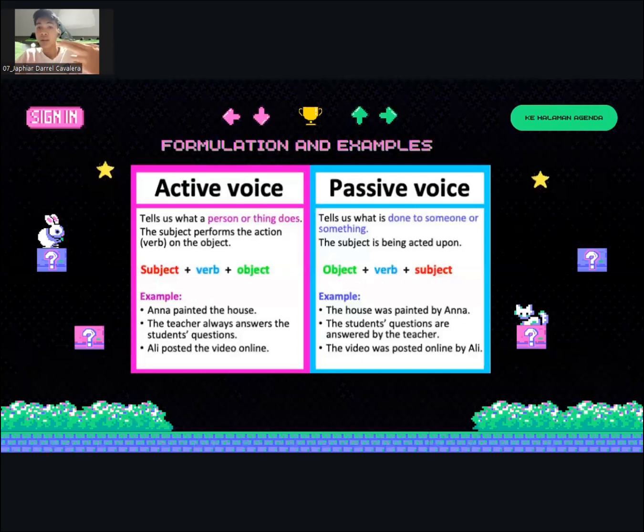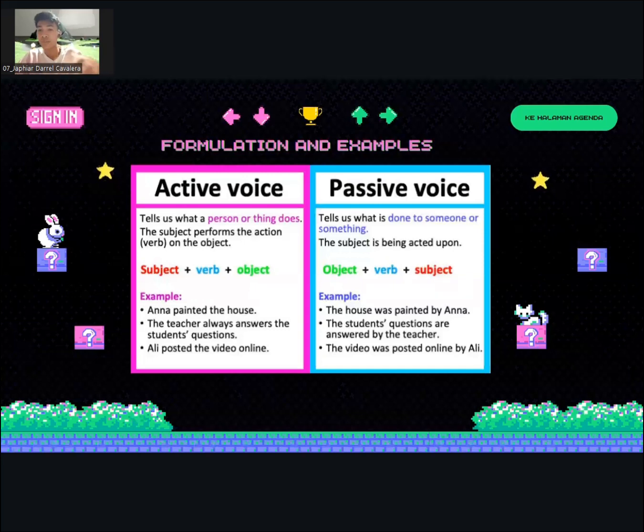Look at the examples. The sentence tells us the subject, verb, and object. You can just see the examples there.